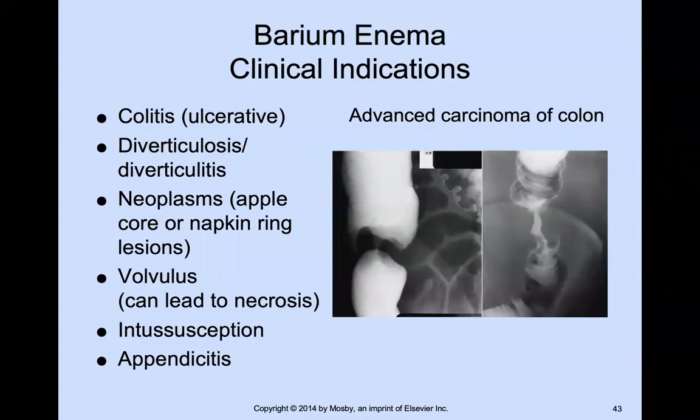These are some clinical indications for a barium enema: colitis, diverticulosis, neoplasms. This is what a neoplasm looks like, also known as an apple core or napkin ring lesion, because it looks kind of like an apple core. Also a volvulus, which is twisting of the bowel, intussusception, which is telescoping of the bowel, and appendicitis. What you're looking at here is advanced carcinoma of the colon.